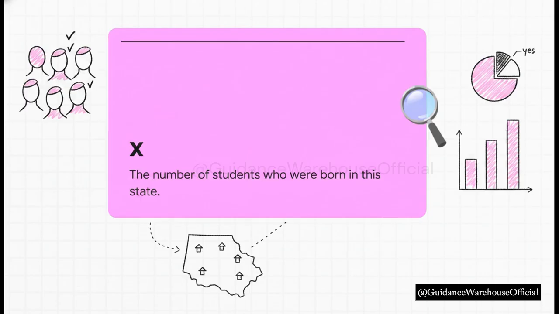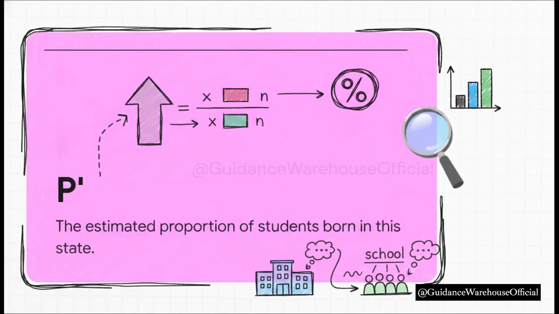If 18 out of those 30 students were born in the state, then boom, your X equals 18. And that brings us to the star of the show, P prime, written as a capital P with a little tick mark. This is the estimated proportion derived from your sample. How do you find it? Super easy. Just divide X by N. In our mini example, 18 divided by 30 gives us a P prime of 0.6, or 60%. This is our absolute best single guess for the whole school, based entirely on our one classroom.